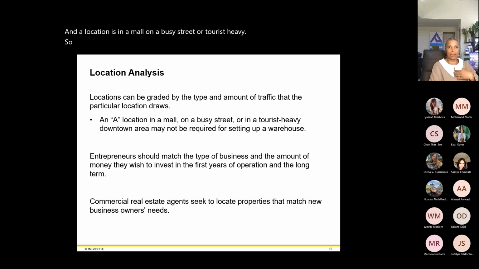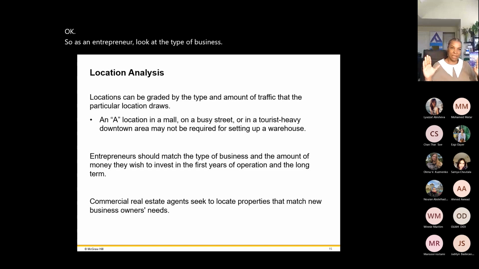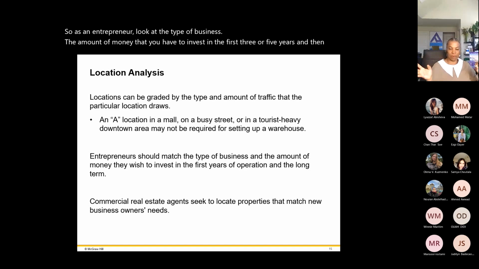So it's a location where you don't have to set up a warehouse, for example. You have all your stuff in store. Okay. So as an entrepreneur, look at the type of business, the amount of money that you have to invest in the first 3 or 5 years, and then in the long run.